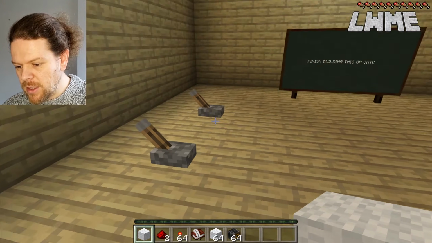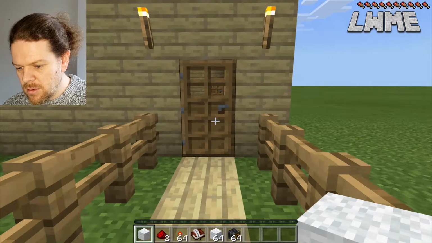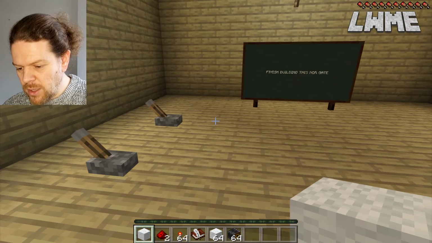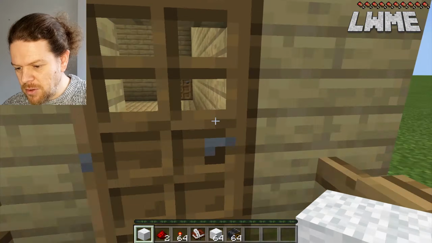So we've got the OR gate here with the 2 levers and the lamp. And finish building the NOR gate. Again, 2 levers and the lamp. Needs an inverter in between.